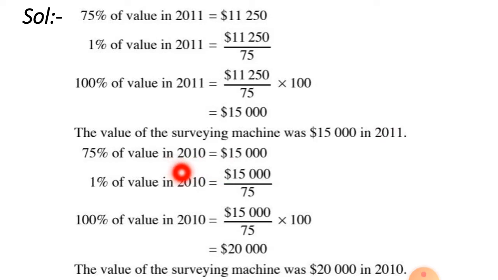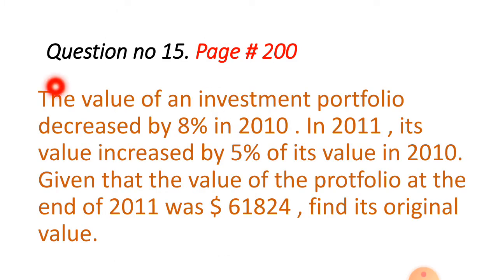Now we have to find out 2010. So 75%, the same percentage is going to come, and the new value that has come from 2011, we are going to divide in the denominator 75, and 100% is going to be multiplied over here. When we calculate these three numbers, we will get $20,000. So it is the value of 2010.